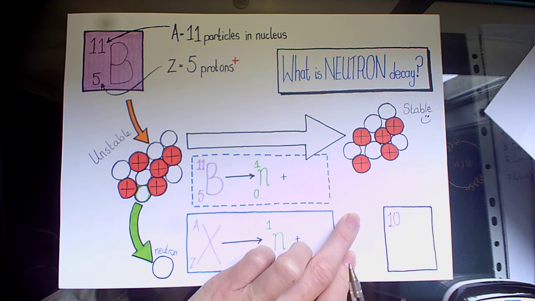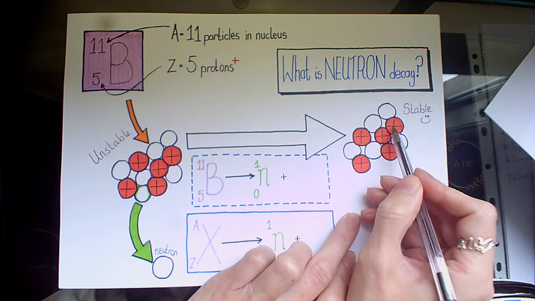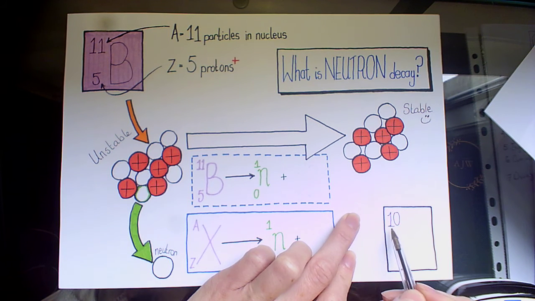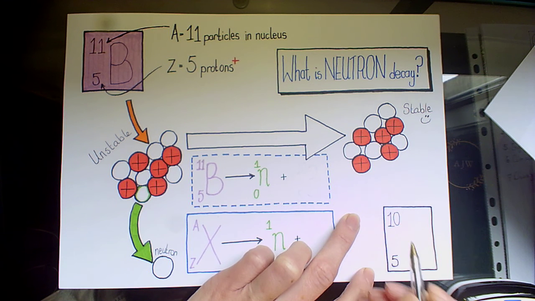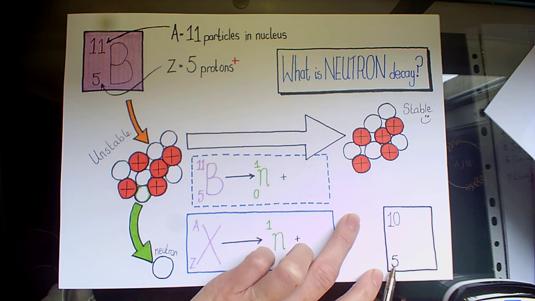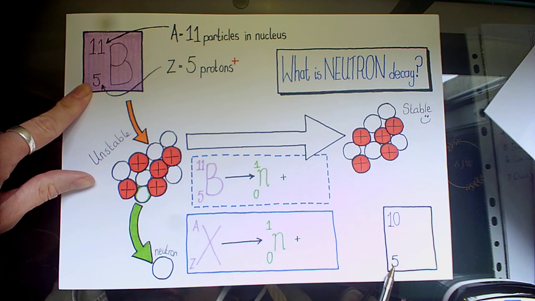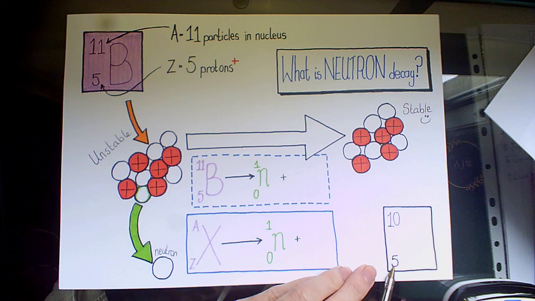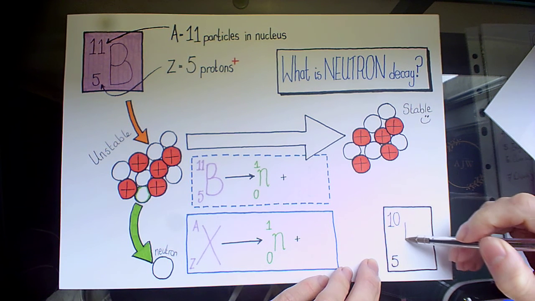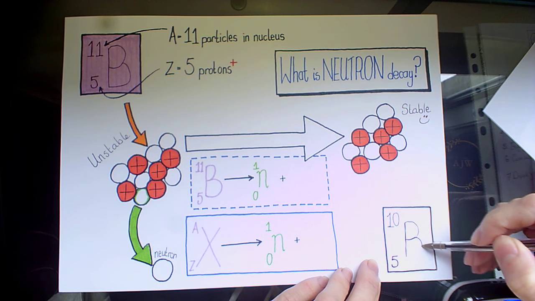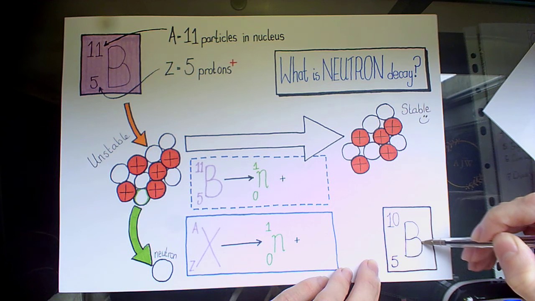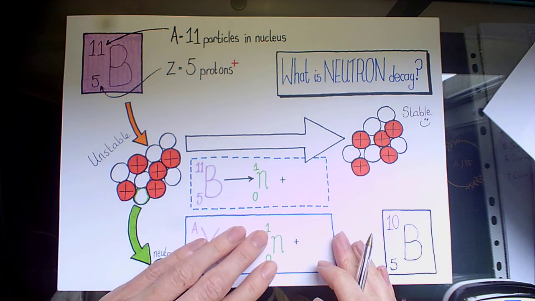And let's check the number of protons. 1, 2, 3, 4, 5. So of those 10 particles in the nucleus, 5 of them are positively charged protons. That's quite convenient because 5 protons is what we started with. So we know because the Z, the atomic number, has not changed, the identity of the atom does not change. It's still a boron. Although it's a slightly more stable boron atom, it is still a B, it's still a boron.